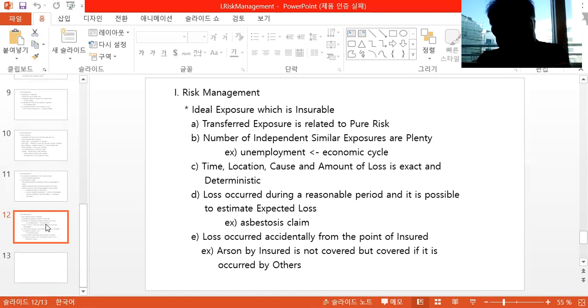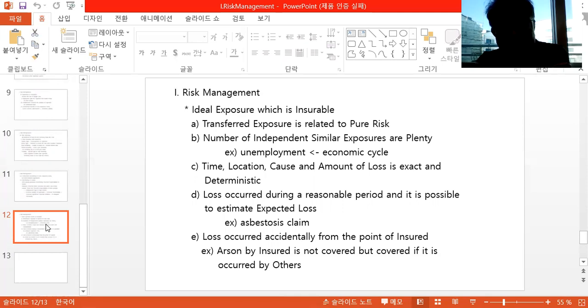The third condition is that the time, location, cause, and amount of loss are exact and determinable. This has to be exactly defined to be an insurable risk. And then the loss occurs during a reasonable period, and it is possible to estimate the expected loss. If it's not possible to estimate the expected loss, which is important to set the premium, it's a problem. The anti-example is the asbestosis claim. In the asbestos claims case, it takes a very long time for a claim to occur, so it's tough to insure.